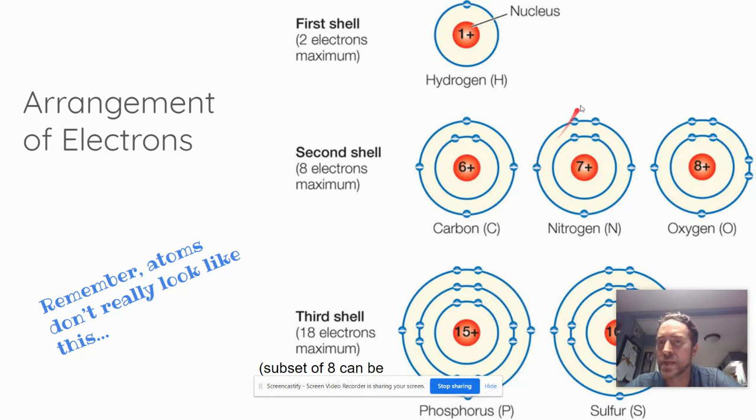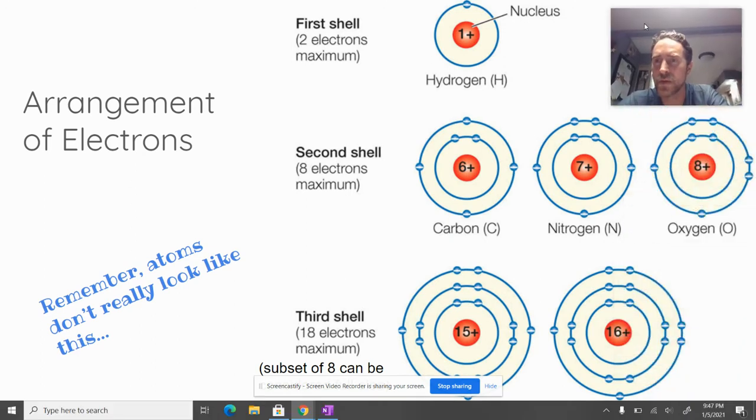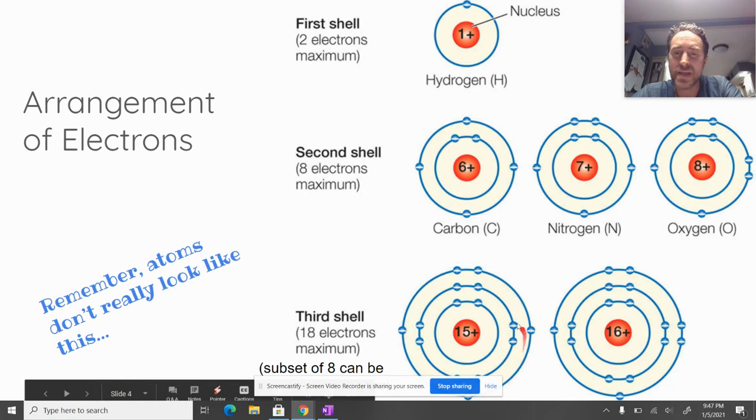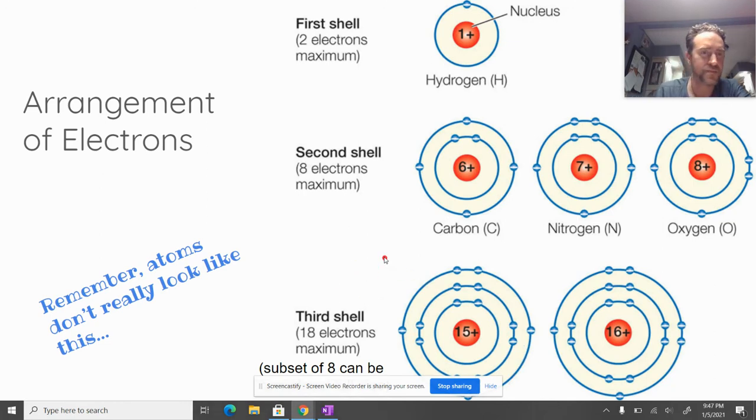Okay, nitrogen has 1, 2, 3, 4, 5 valence electrons, so the easiest way is probably to gain 3 electrons to have a full outer shell. Oxygen has 6, so it's easier if it gains 2. I'll move myself out of the way here. The third shell, we're going to say 18 electrons maximum, but don't worry too much about that right now.